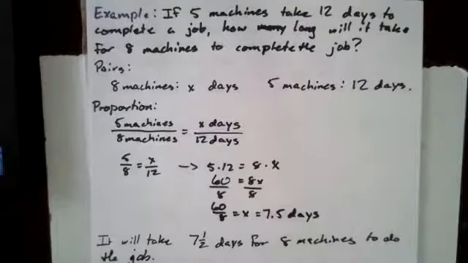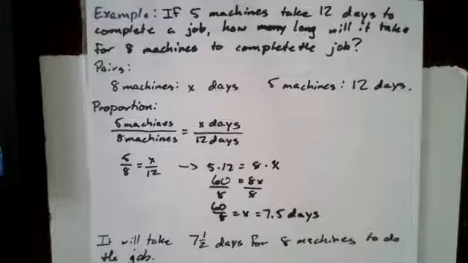So for example, if 5 machines take 12 days to complete a job, how long will it take for 8 machines to complete the job? We have our pairs, 8 machines and X days, and 5 machines and 12 days. So our proportion will have 5 machines over 8 machines. We want like measures on each side, and X days over 12 days. So 5 over 8 equals X over 12, and we solve for X.